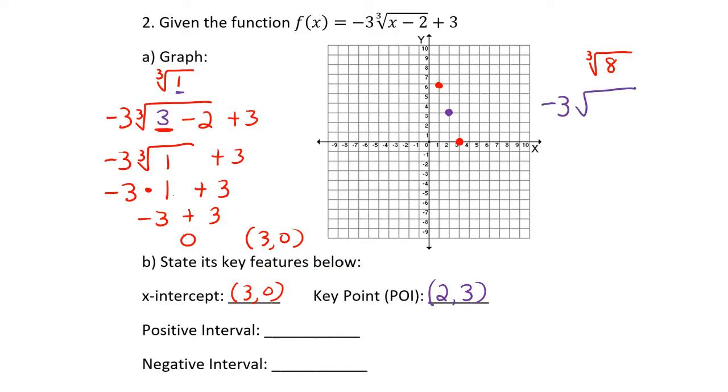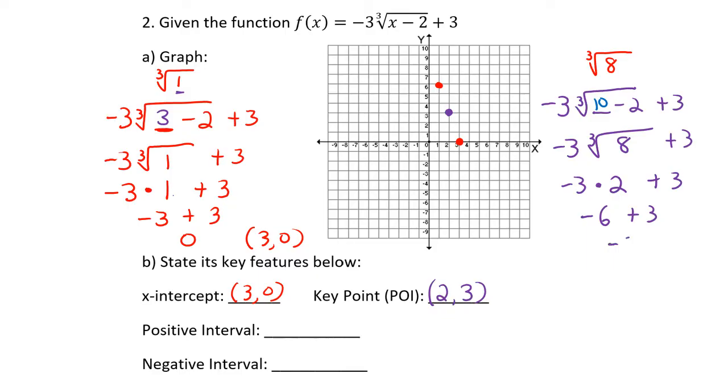So negative 3 cube root some number minus 2 equals 8. That number would be 10. So we have negative 3 cube root 8, because 10 take away 2 is 8. The cube root of 8 is 2, but we have this negative 3 in front, so it's going to get times together. So that makes negative 6. And then we get negative 3 here. So our coordinate is 10, negative 3.